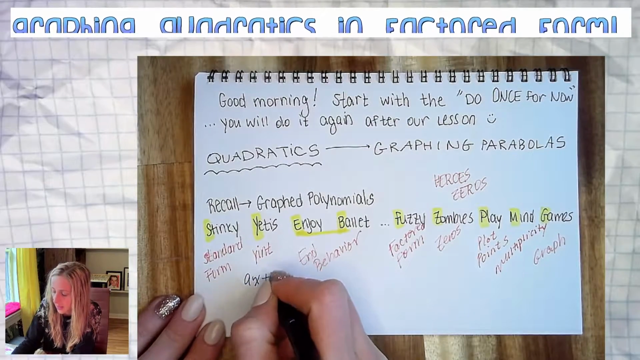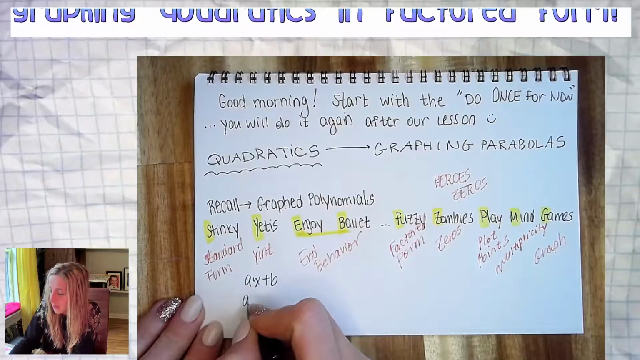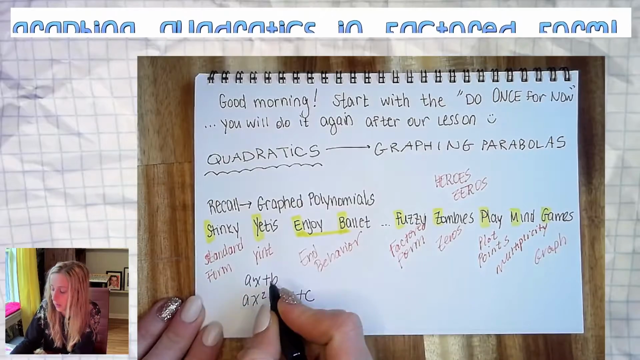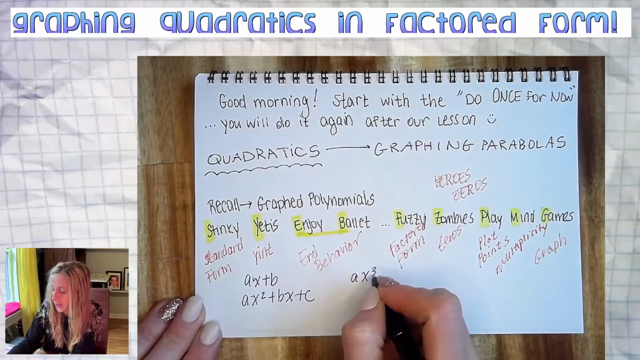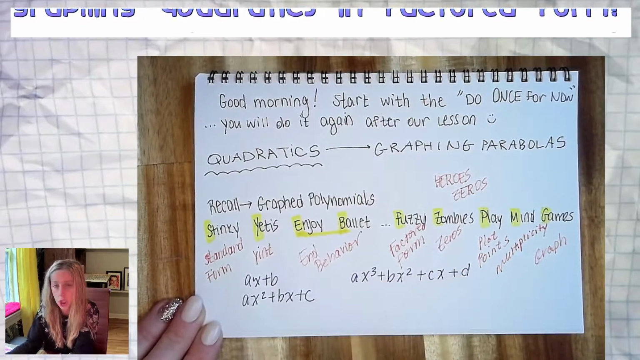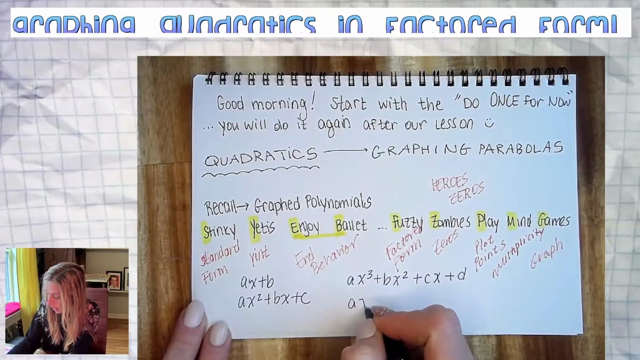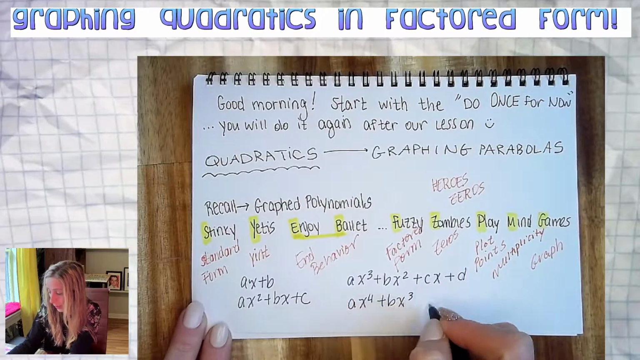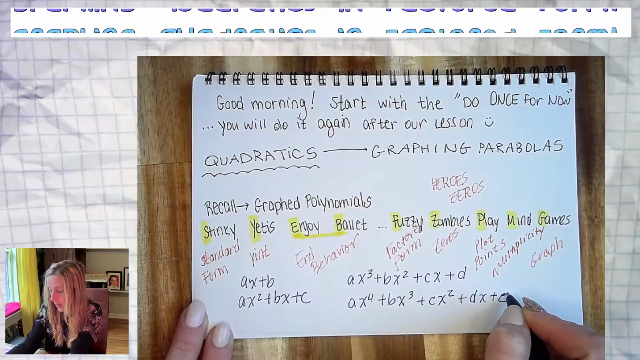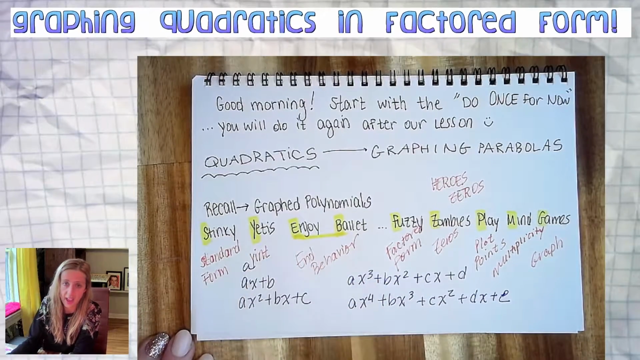Maybe it looks like this, ax plus b. That would be linear in standard form, which you usually see as mx plus b. Maybe it looks like this, ax squared plus bx plus c. That would be a quadratic trinomial, linear binomial. Ax to the third plus bx to the second plus cx plus d. That's a cubic polynomial of 4 terms. Maybe something like ax to the 4 plus bx to the third plus cx to the second plus dx plus e. And this can carry on forever and ever. We could even have just a constant, a.